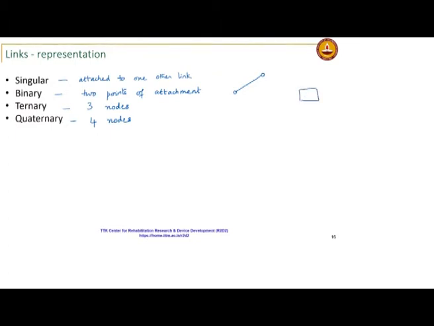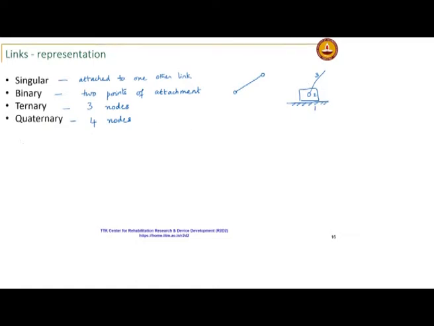If you have a block that is sliding with respect to one link and is attached to another link through a revolute joint, the block is still called a binary link. It has 2 points of attachment. One is the prismatic pair, one is the revolute pair. So, 2 is still a binary link, and in a kinematic diagram this would be a binary link.